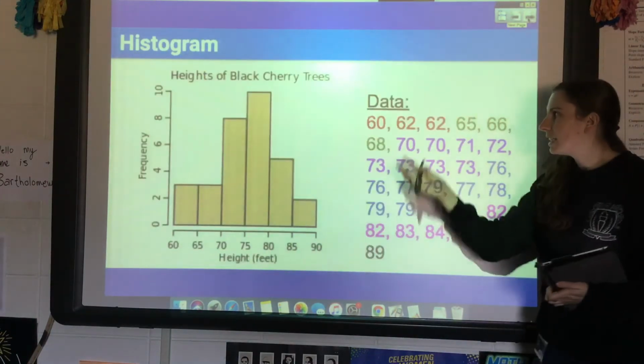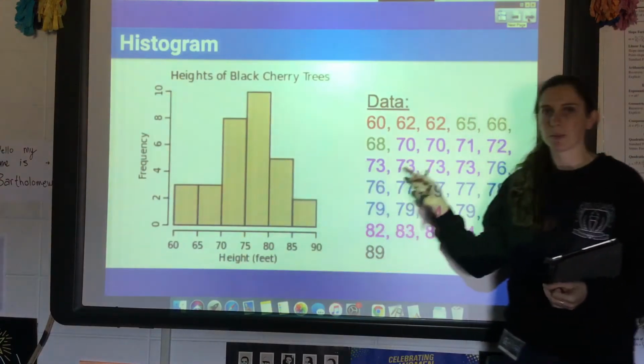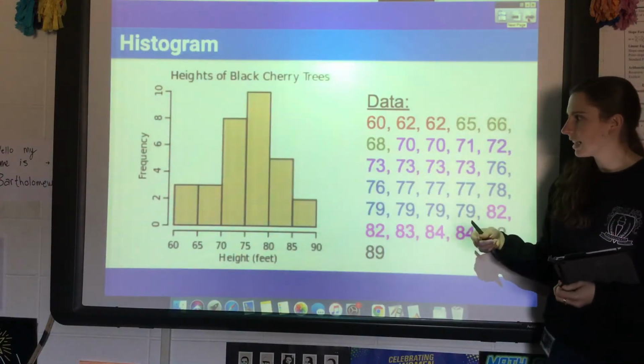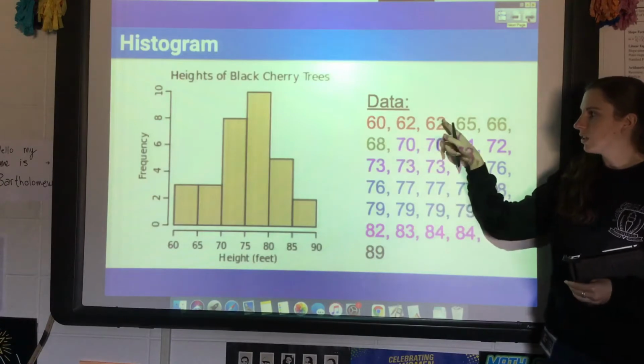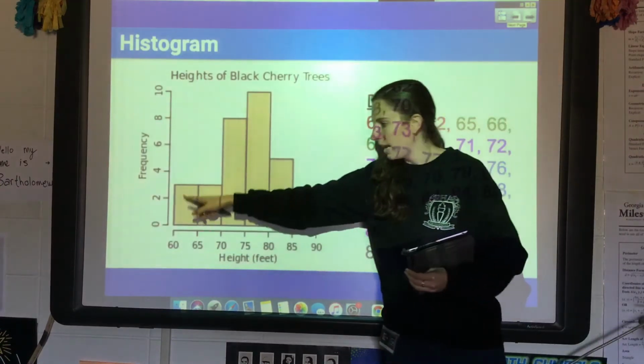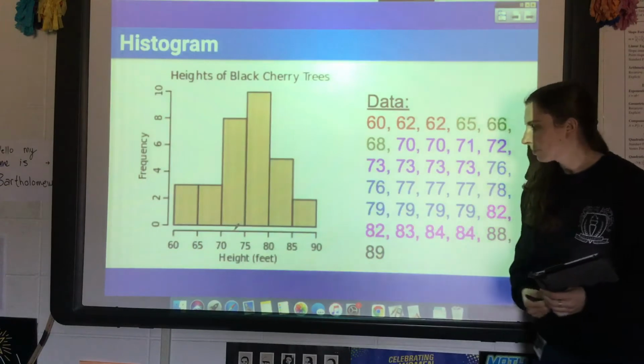Okay, so here's potential data that this histogram could represent. Again, we don't know exactly, but let's say there's a 60, 62, and a 62. Those would all go in this first interval.